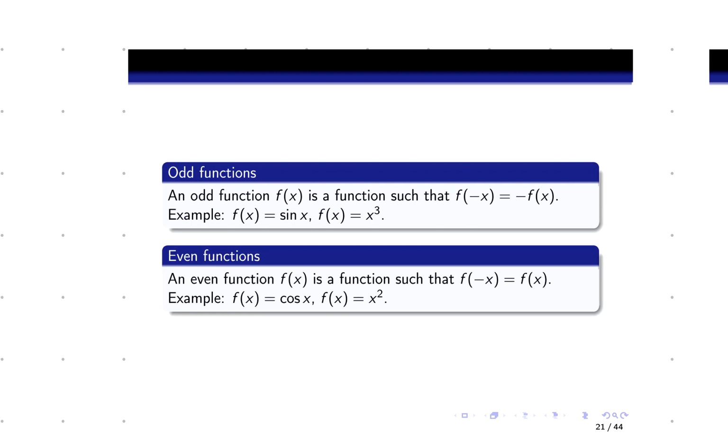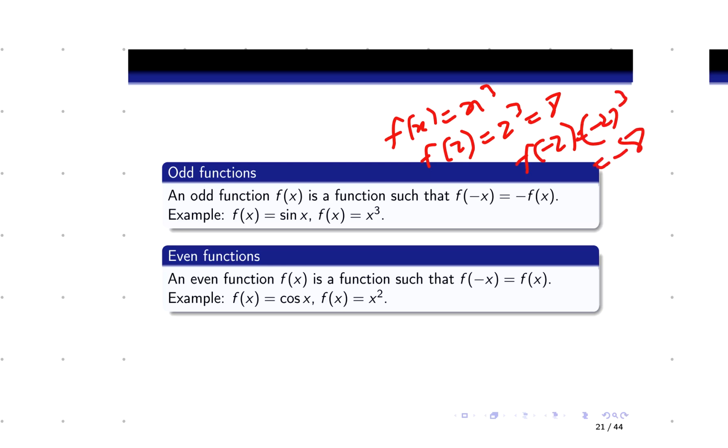Okay, we have examples: f of x equals sine x and f of x equals x cubed. You know that if f of x equals x cubed, then f of 2 will be 2 raised to power 3, and the answer is 8. But what if you put f of minus 2? That will be minus 2 raised to power 3, and the answer is minus 8. So you see here that f of minus 2 is equal to minus f of 2. That is what an odd function is.